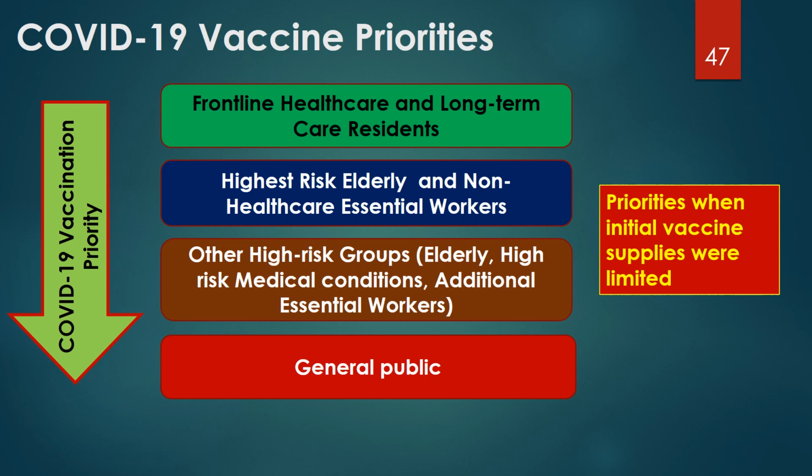The next priority groups were other high-risk elderly, like those 65 years old and older, individuals with high-risk medical conditions, and any additional essential workers not already covered. This was then followed by the general public.